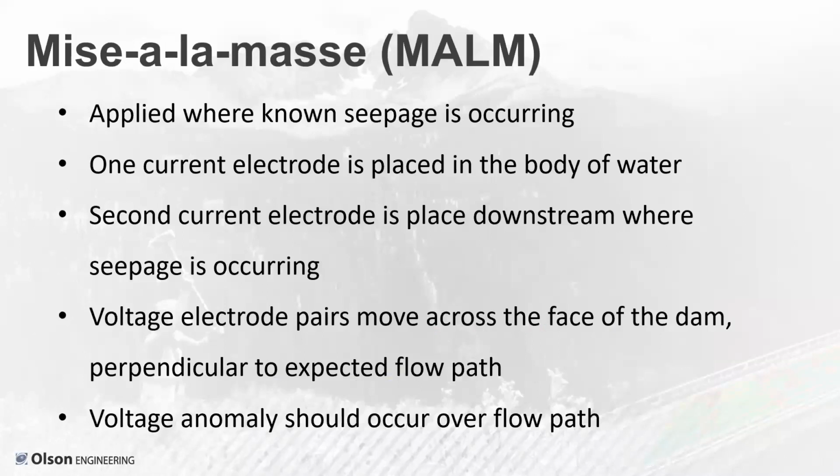All right, so MASW is a method you may have heard of less often, but it can actually be very powerful for seepage studies because a current electrode is placed in the source body of water. Another current electrode is placed downstream where we think the seepage is occurring. If we can see a seep occurring, we would definitely put it there. And then we move voltage electrode pairs over a profile that is across the face of the dam, typically perpendicular to what the expected flow path is.